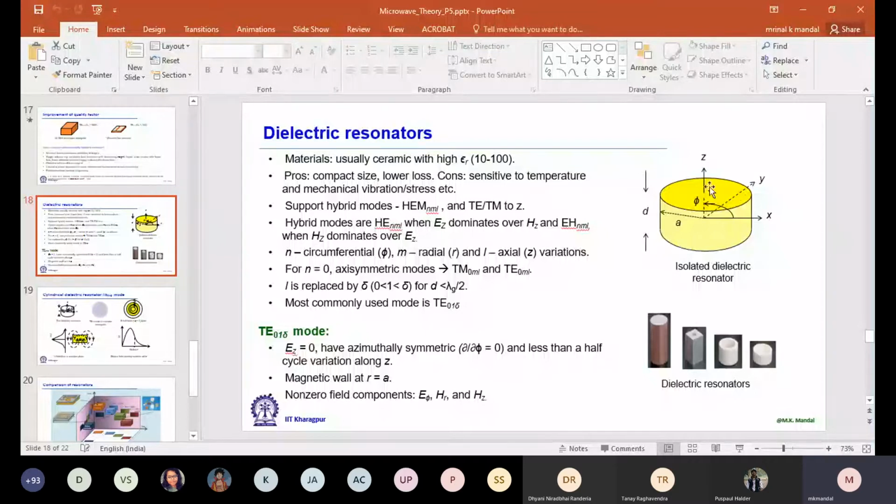Well, another important condition: at r equal to a, we can put a magnetic wall for this case. So what is the condition for a magnetic wall? That means the electric field becomes tangential here, and the magnetic field is perpendicular on the surface of the cylinder at r equal to a. Then what are the non-zero field components? We have E phi in the phi direction, H r in the radial direction, and Hz that is along the height.